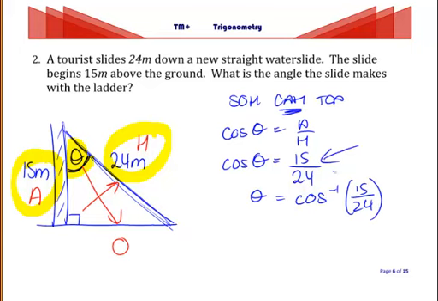Don't reduce this to a decimal. Leave it as 15 over 24. So when you go to your calculator, go inverse cos bracket 15 divided by 24 bracket. Otherwise you're rounding twice, which means your answer is even less accurate. And that's approximately 51.32 degrees. And again, you would finish with a therefore statement. Therefore, the slide makes an angle of approximately 51.32 degrees with the ladder.